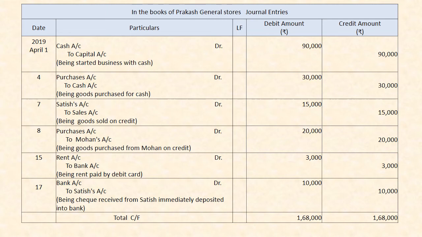Therefore, write journal entry for this transaction. Bank account debit 10,000 to Satish account 10,000. Because bank is receiver and Satish is giver. Narration being check received from Satish immediately deposited into bank.